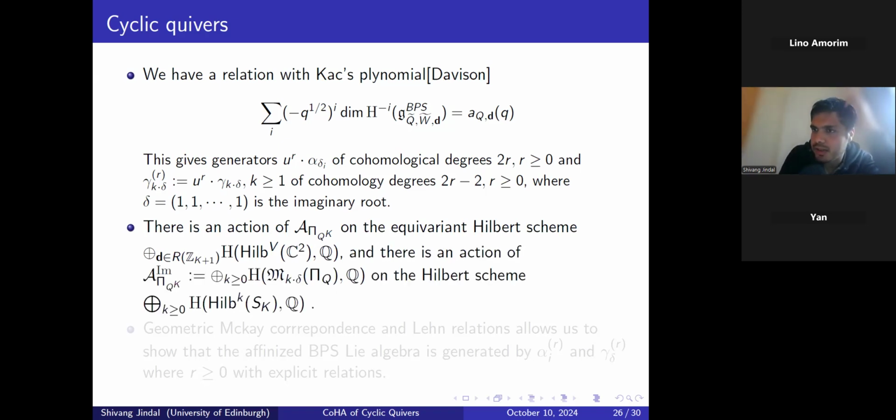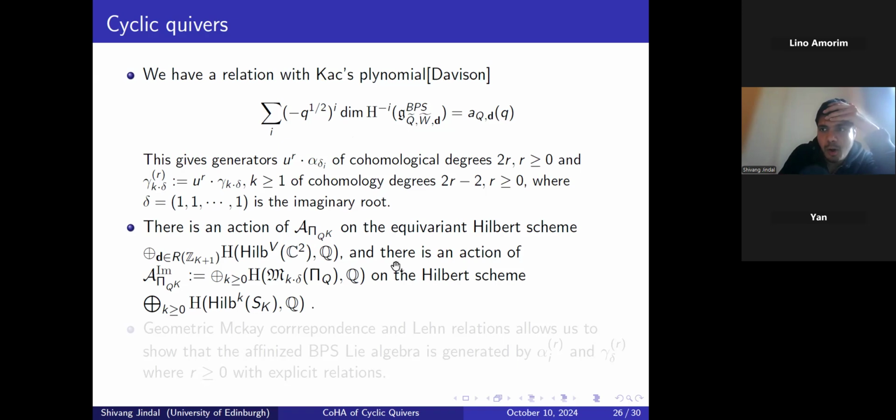Or one can also construct an action of a sub-half of this cohomological algebra on the cohomology of the Hilbert scheme of points. Now there is already a known action of a certain Lie algebra on the equivariant Hilbert scheme due to Nakajima, where they construct an action of an affine Lie algebra. So what we can do is identify some of these actions coming from the CoHA with the action due to Nakajima in this case.